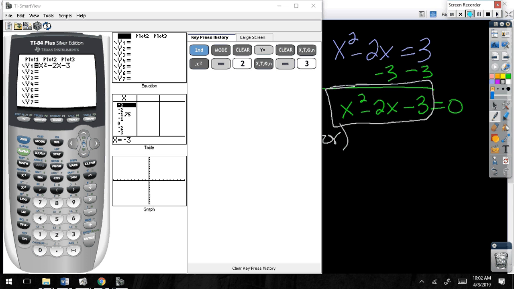All right. First thing I want you to do. See the button that says Zoom? Blue. I want you to hit Zoom 6. Zoom, the number 6. Because that's going to give you a normal window here.